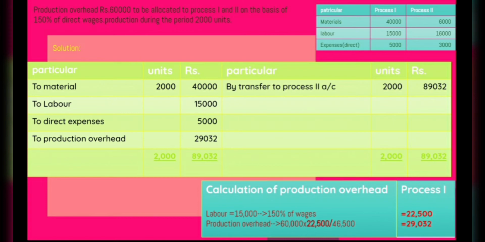So here on the debit side, the amount column total is 89,032 and units 2,000, but on the credit side we don't have any entries, so automatically we transfer to process account 2. Here we write by transfer to process 2 account, 2,000 units, 89,032. The total balance is 89,032 and 89,032. Units column 2,000 and 2,000.